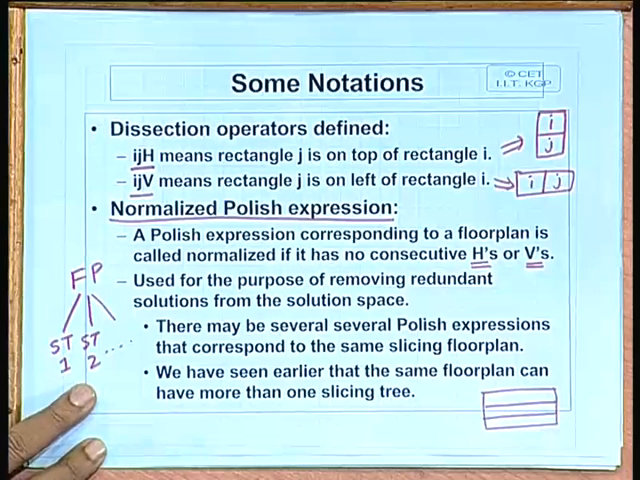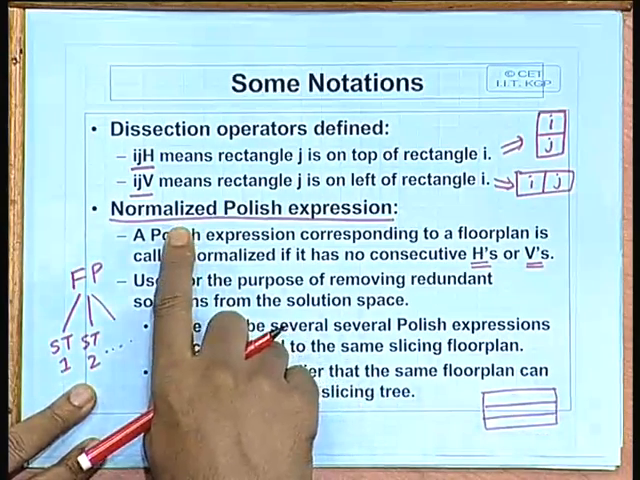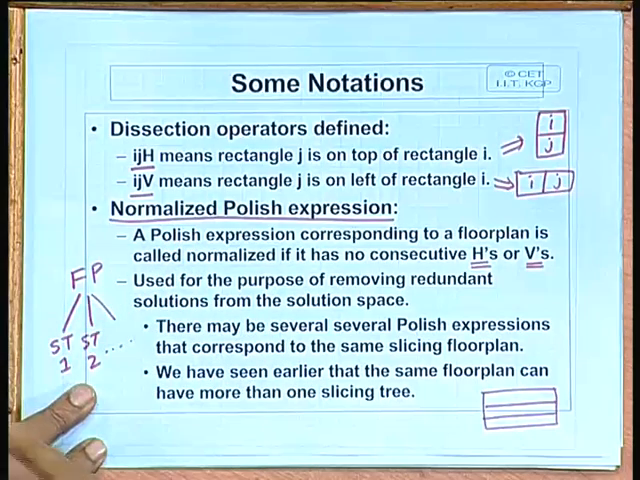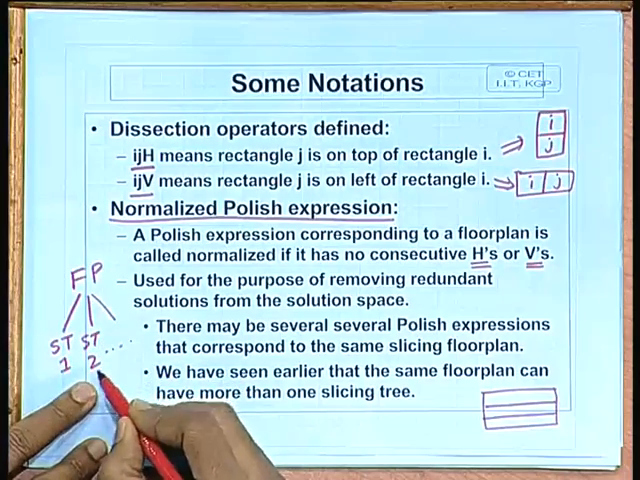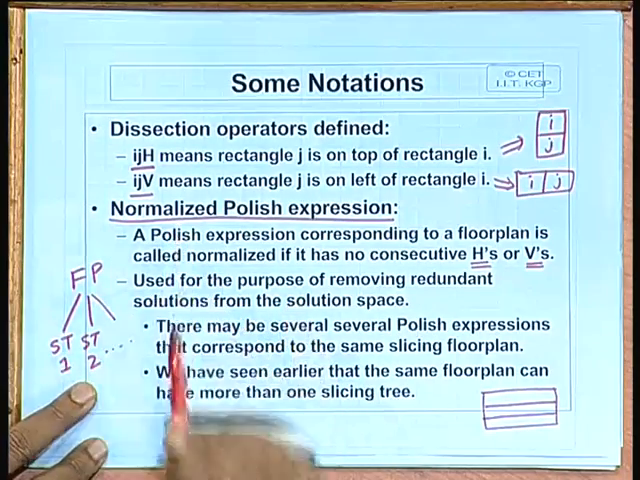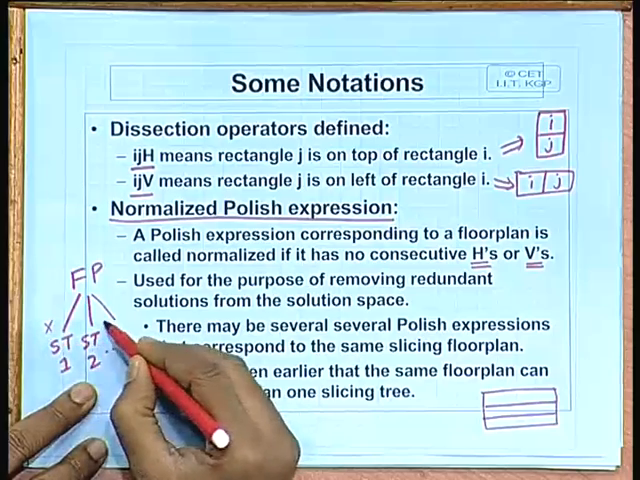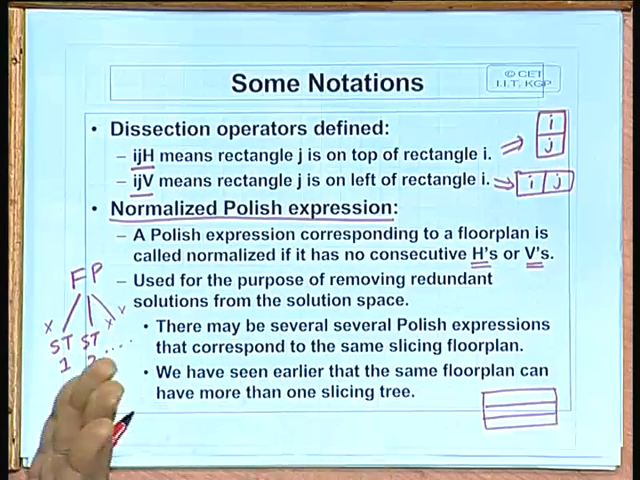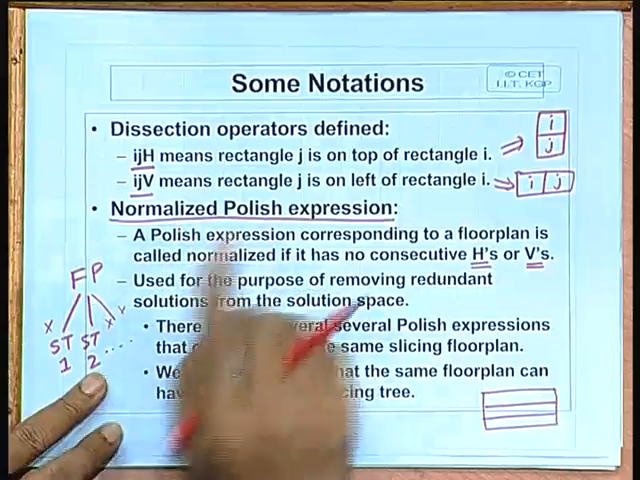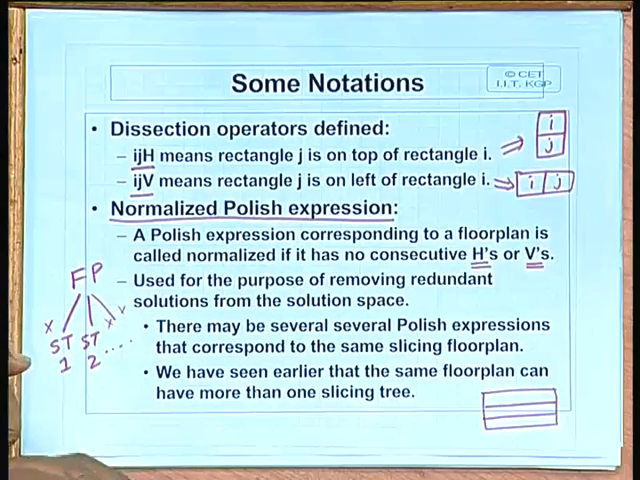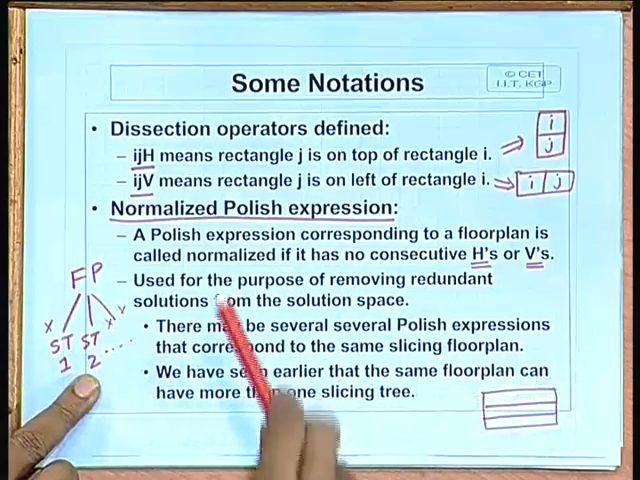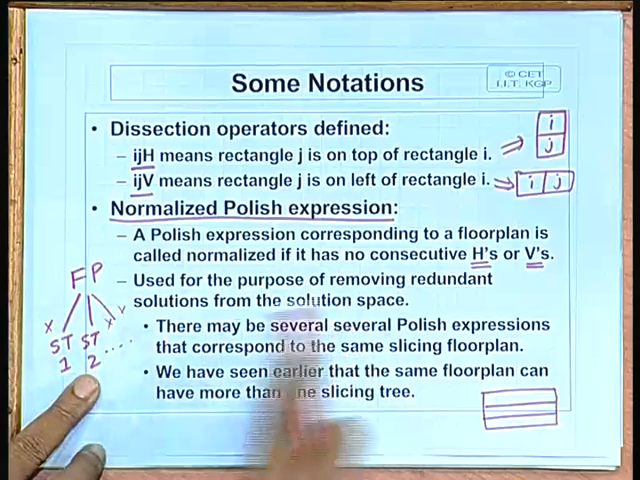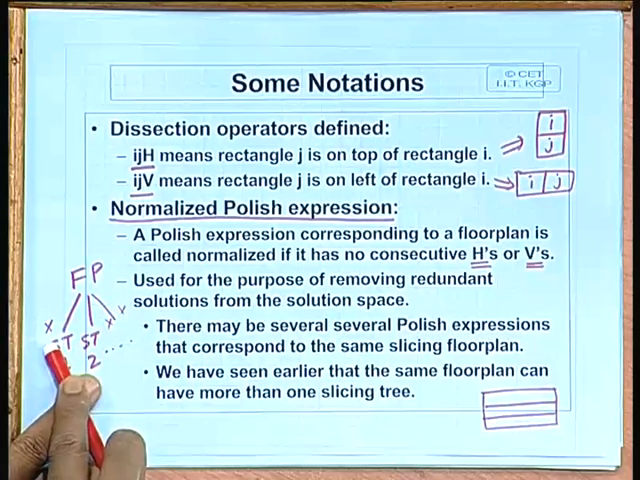there are two horizontal slices one after the other. So, for this you will not get a normalized expression, right. But for others you will get some slicing tree which corresponds to a normalized expression. Just in order to reject the other ones, to reduce the search space, we decide to concentrate on normalized expressions only, because for a vast majority of floor plans there will exist at least one solution which will have a normalized expression. Now, by ruling out the unnormalized ones, we are limiting our search space, that is all.